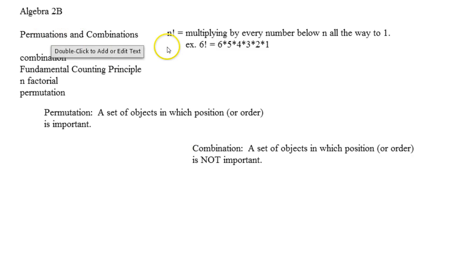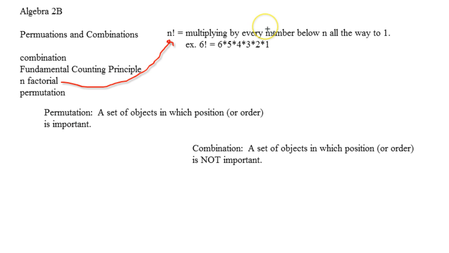Today we'll be talking about permutations and combinations. But before we talk about that, let's talk about factorials. Factorials, or n factorial, is actually this formula right here. It's multiplying by every number below n all the way to 1. For example, 6 factorial is 6 times 5 times 4 times 3 times 2 times 1.